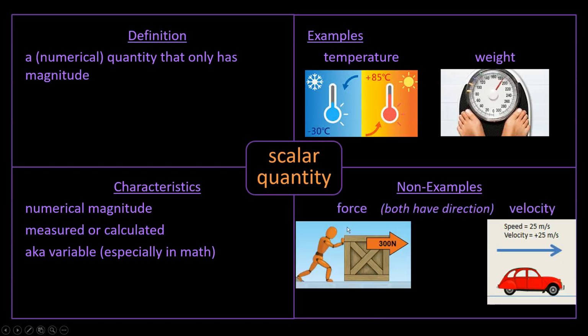Here we have force and velocity. Force is not a scalar quantity. It has a magnitude, 300 newtons, but it's 300 newtons pushing to the right. And here in the example of velocity, it has a magnitude, 25 meters per second, but it also has a direction. The car is moving to the right, which we call the positive direction.